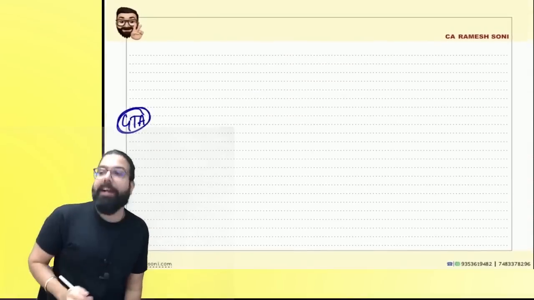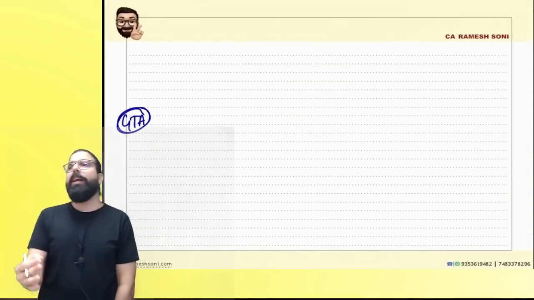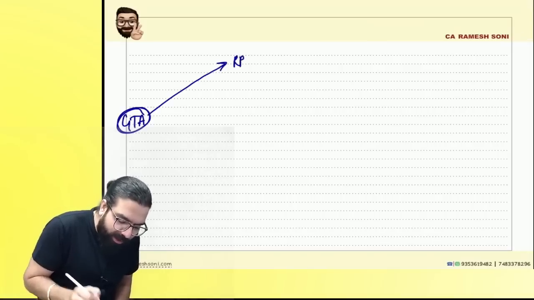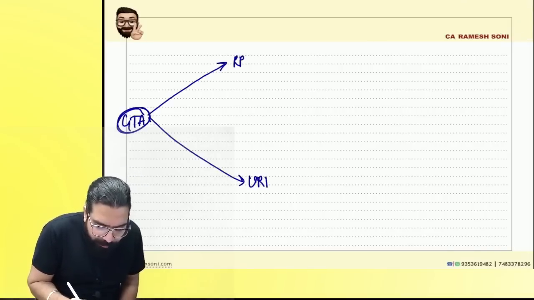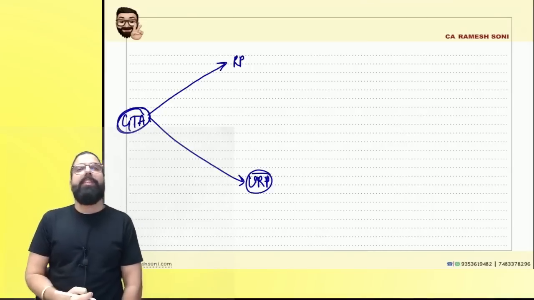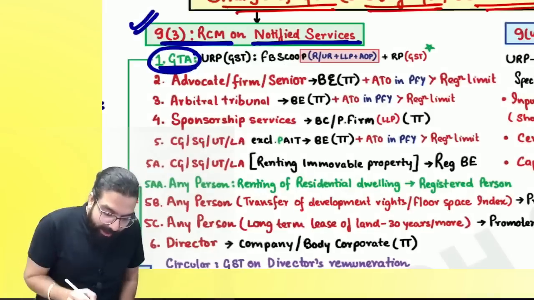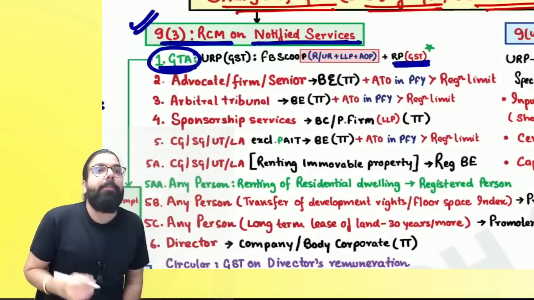Everyone over here, now the GTA discussion. Listen to me very carefully. We are talking about the GTA. Now, a GTA can give services to a registered person, and a GTA can give services to an unregistered person. Listen to me very carefully. When a GTA is giving services to a registered person, it says over here, reverse charge.